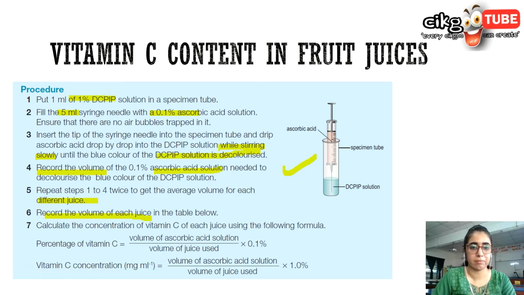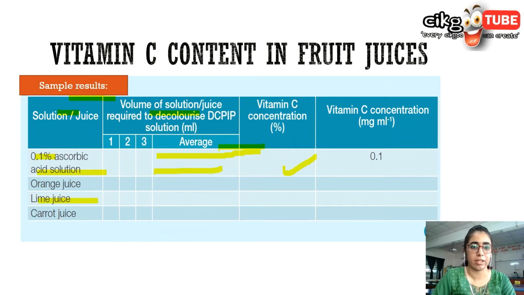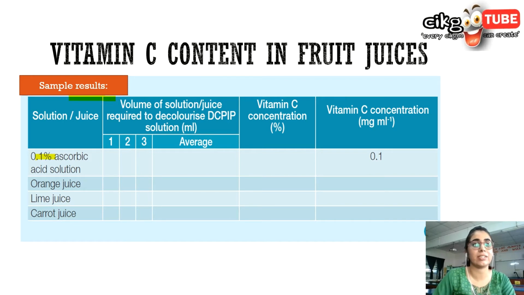Okay, then next is that you are going to get the results. Now, the sample result, I don't have the sample result, but what you can expect from this experiment is that the higher the vitamin C content in fruit juice, the smaller the volume of fruit juice needed to colorize the DCPIP solution. Okay, different fruit juices have different vitamin C concentration.